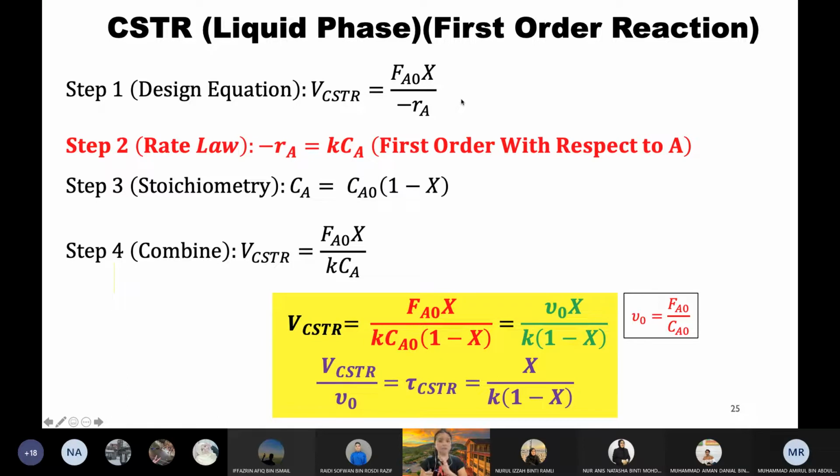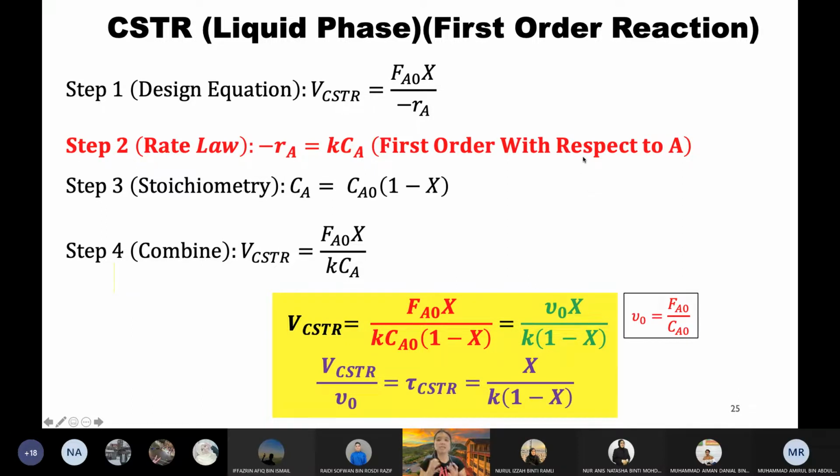So let us start very simple. Kita start dengan liquid sebab if you remember, liquid memang senang nak express. Yang susah adalah sebenarnya gas phase. Okay, so kita start dengan liquid. So, three things first. First, CSTR. So, you know CSTR, the design equation is to find the volume. So, the volume of CSTR equals to FA0 X per minus RA. So, design equation dia is given as this. Okay, now we do when the rate law is first order with respect to A.